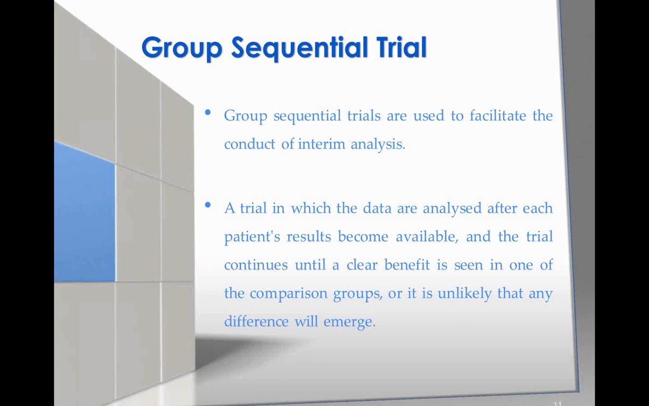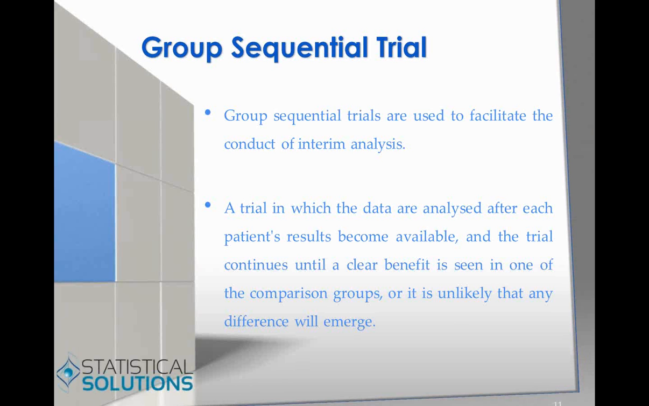So, group sequential trials. What are group sequential trials? Well, group sequential trials are used to facilitate the conduct of an interim analysis. And what they are is a trial in which the data are analysed after each patient's results become available, and the trial then continues until a clear benefit is seen in one of the comparison groups, or it is unlikely that any difference will emerge.